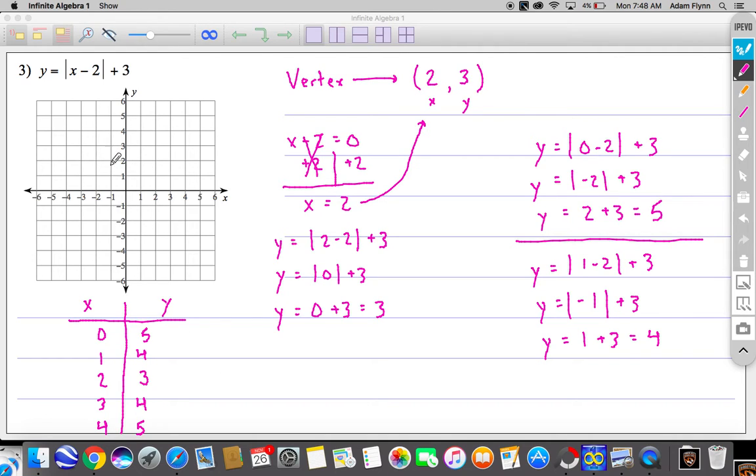So when we plug all these points in, we get 0, 5, 1, 4, 2, 3, 3, 4, and 4, 5. And of course, we can finish it off by connecting these points and adding some arrows. And there we have it. Pause the video if you need more time.